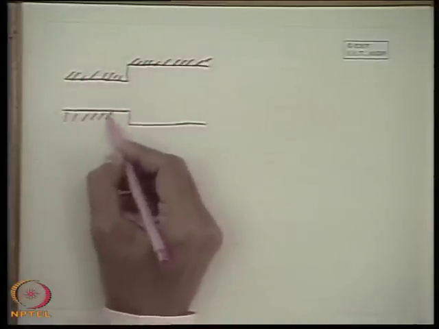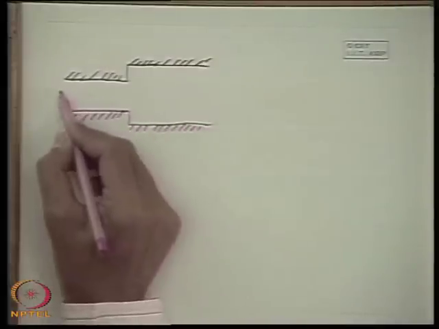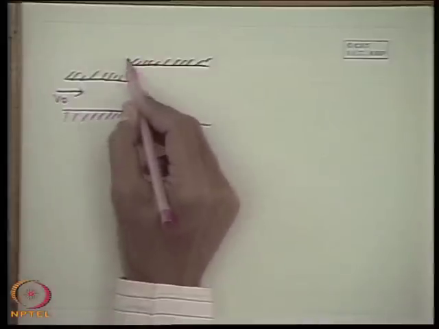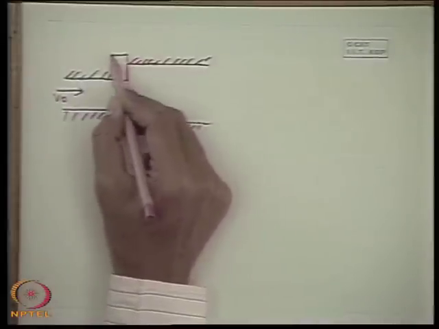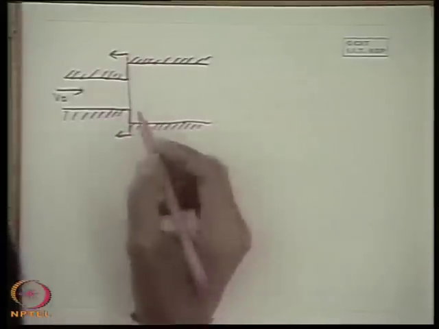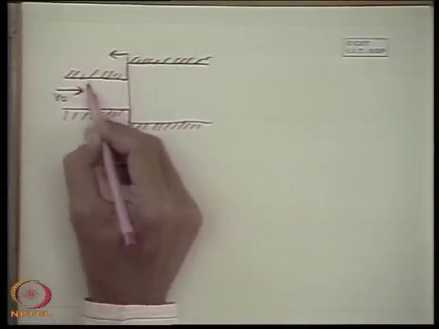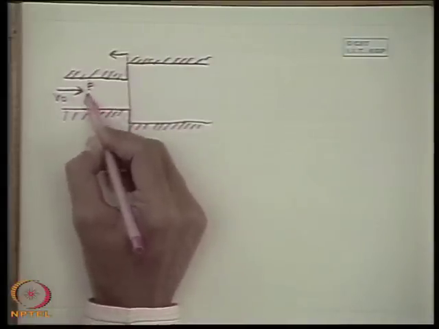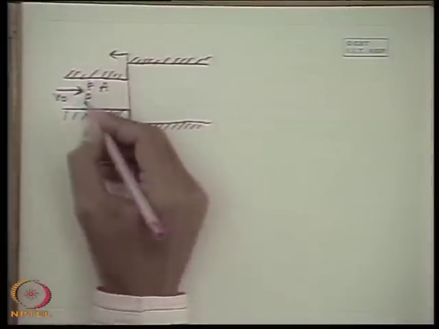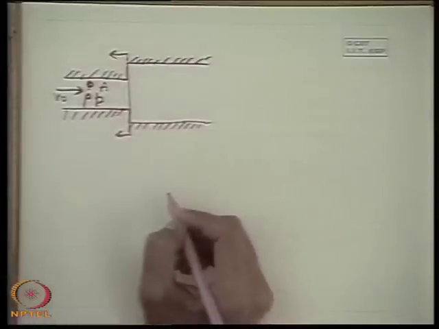Let us consider the situation like this. The fluid is flowing with a velocity V0 in the upstream direction. Let us consider this is the pressure wave which is moving. The upstream part of the pressure wave is the undisturbed fluid with velocity V0, let its pressure be P, its density be rho, and the cross sectional area of the pipe be A.